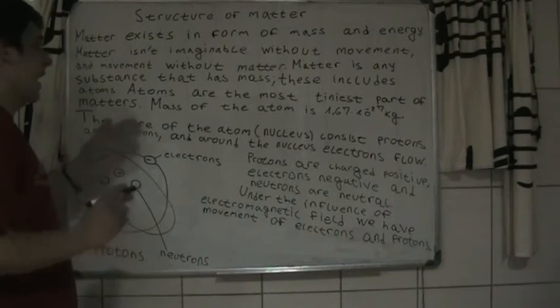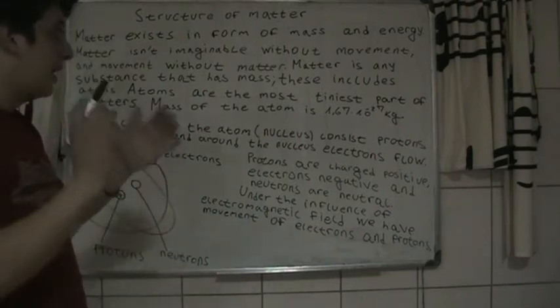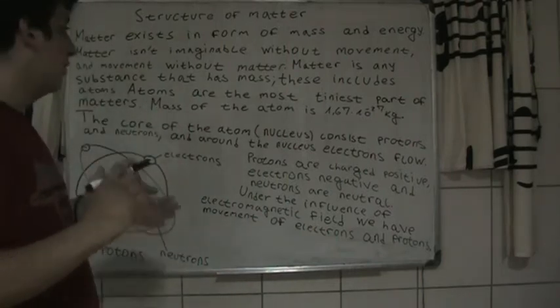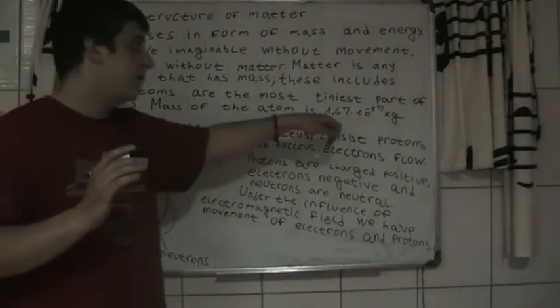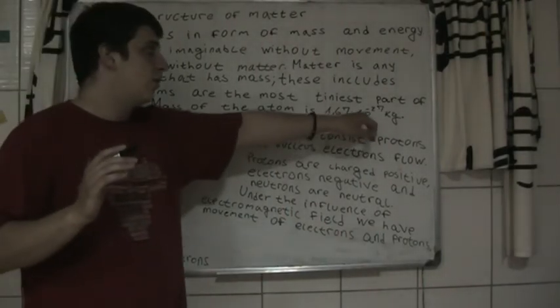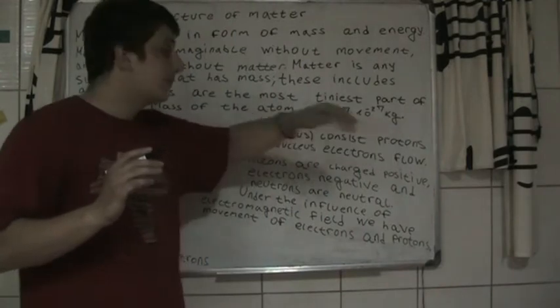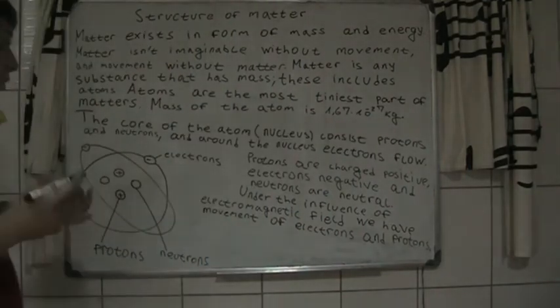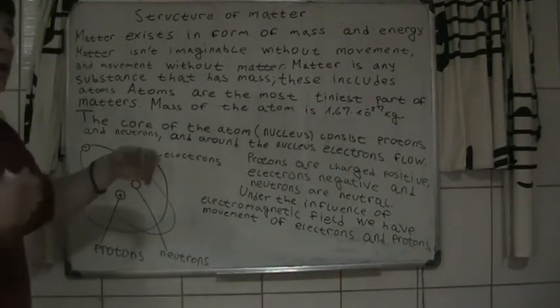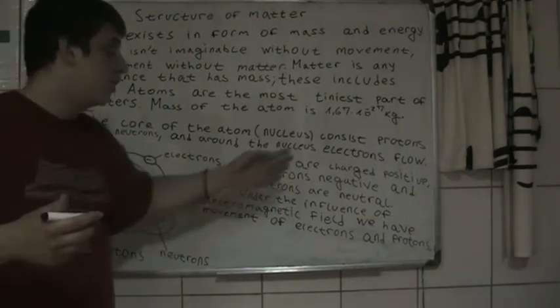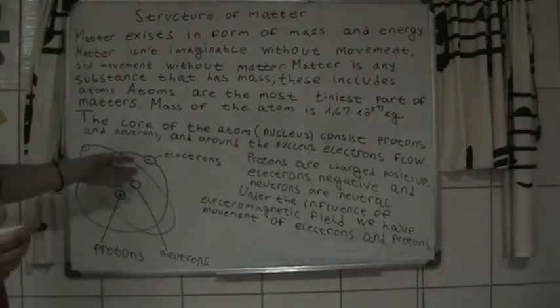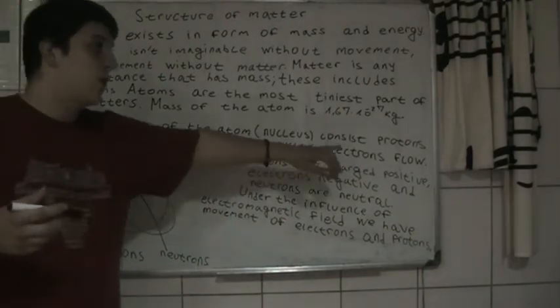Matter is any substance that has mass. This includes atoms. Atoms are the tiniest part of matter. Mass of the atom is 1.67 times 10 to the minus 27 kilograms. Okay, the core of the atom, we call it the nucleus, consists of protons and neutrons, and around the nucleus electrons flow.